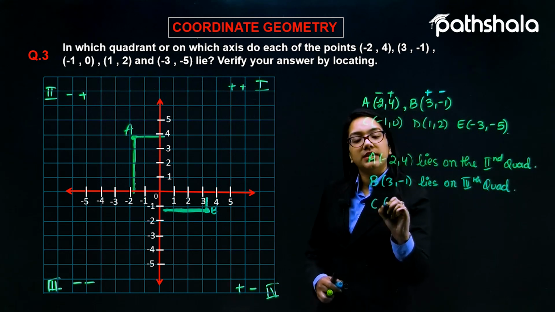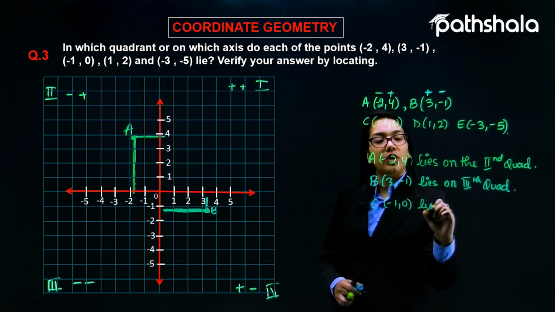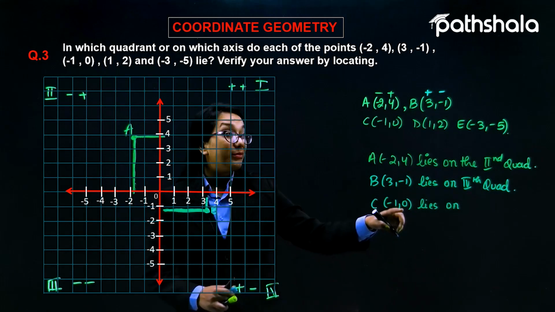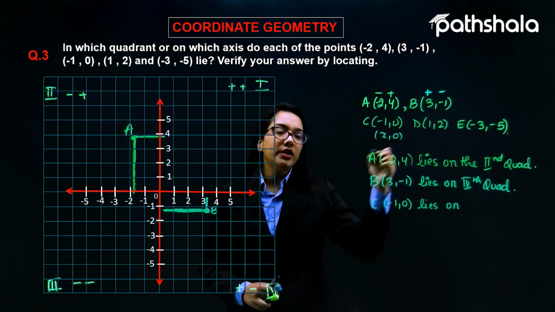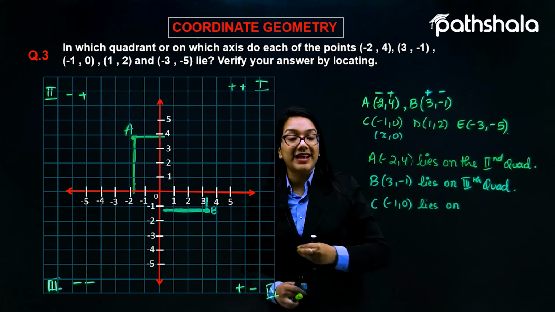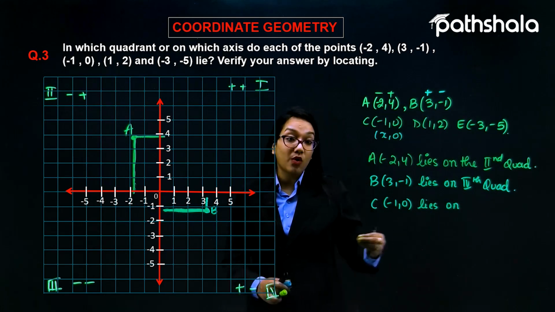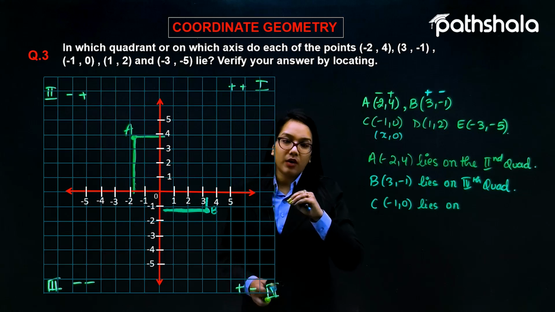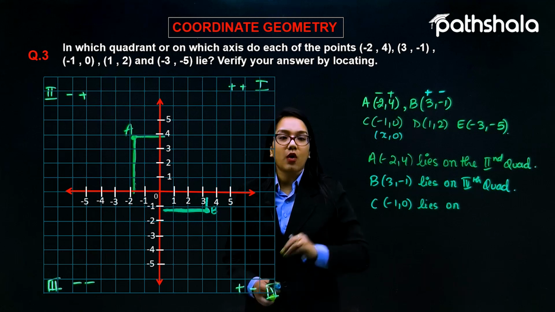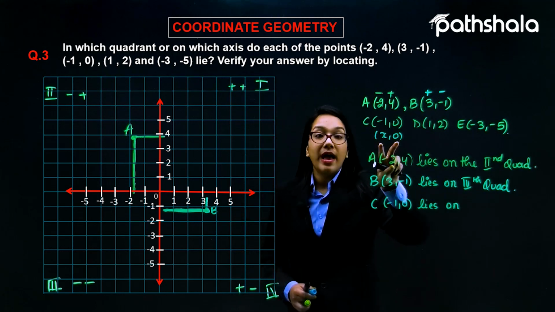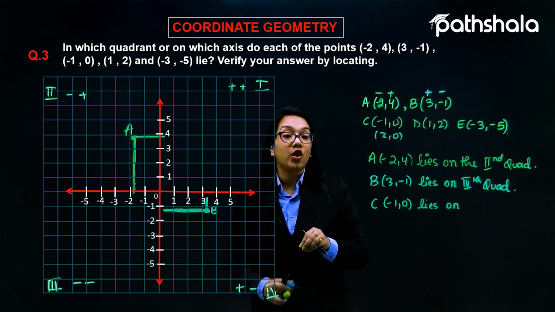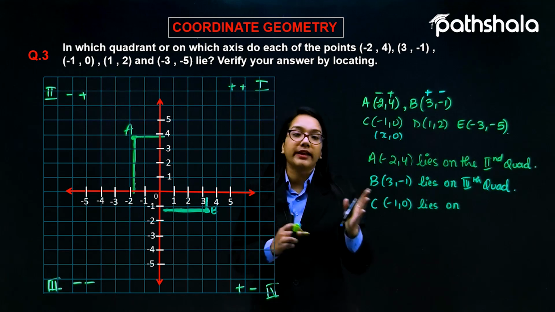Let's talk about C. We have C as -1, 0. It means it is of the type x, 0. The points that have coordinates of the type x, 0 always lie on the x-axis. We are already aware of this concept that the points that lie on the x-axis are always of the form x, 0, and the sign of x will tell us whether it is lying on the positive of the x-axis or on the negative of the x-axis.